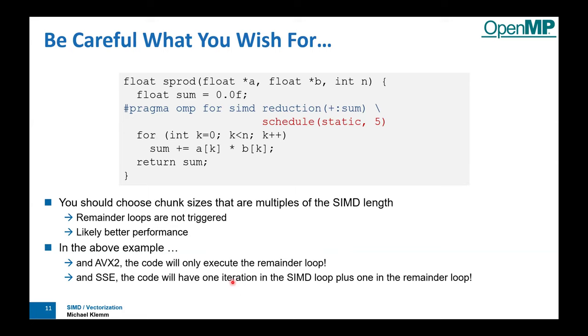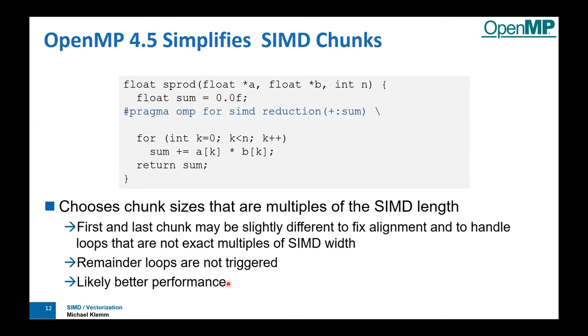And for SSE, what will happen is, in an SSE register, we have 4 float elements. So in this case, the code will have one iteration using SIMD registers and then one iteration in the remainder loop, which is also not ideal in terms of performance. The way to fix this is a modifier that we introduced with OpenMP 4.5, where you can write simd colon static.